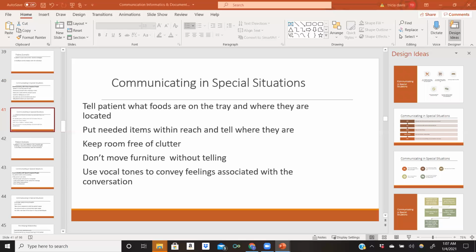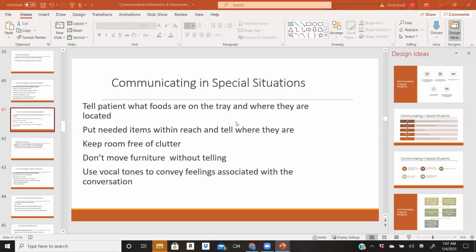So communicating in some special situations, you want to tell the patients what foods are on the trays and where they're located. If they can't see, that way they know what's going on. To the left is your milk, to the right is your oatmeal. You can put their utensils in their hand. You want to make sure you put needed items within reach and tell them where they are.